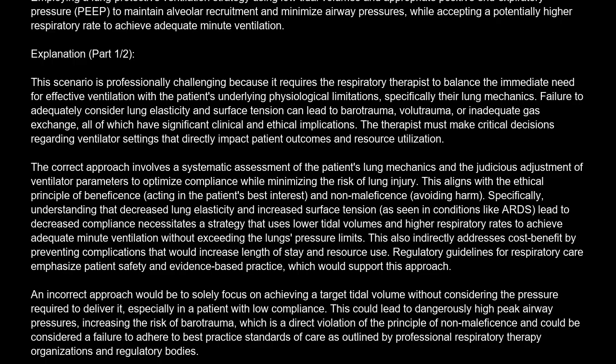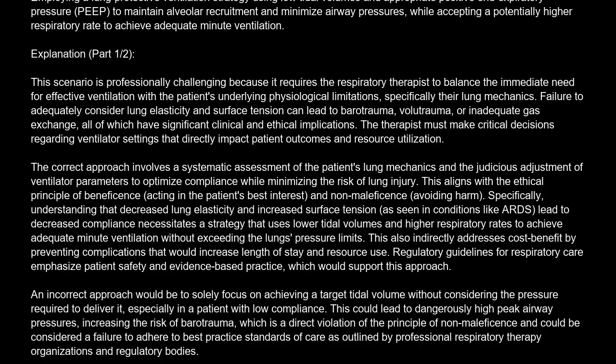Explanation: this scenario is professionally challenging because it requires the respiratory therapist to balance the immediate need for effective ventilation with the patient's underlying physiological limitations, specifically their lung mechanics. Failure to adequately consider lung elasticity and surface tension can lead to barotrauma, volutrauma, or inadequate gas exchange, all of which have significant clinical and ethical implications.